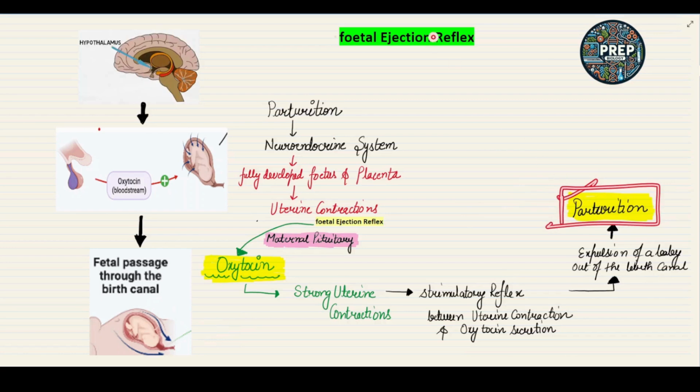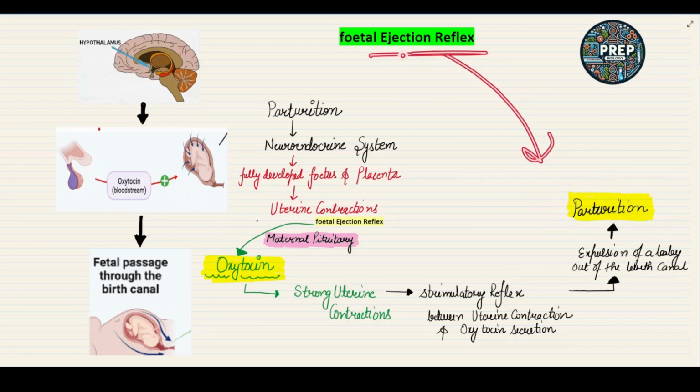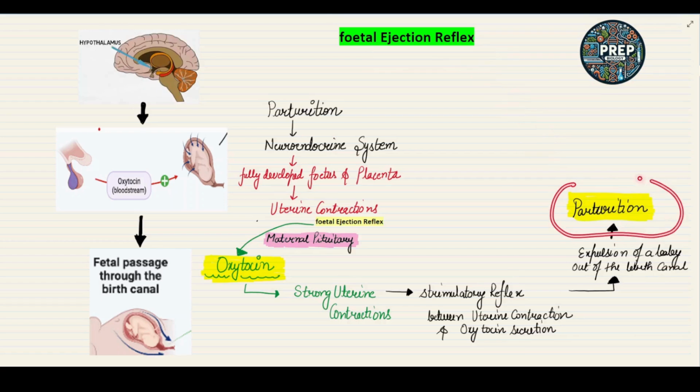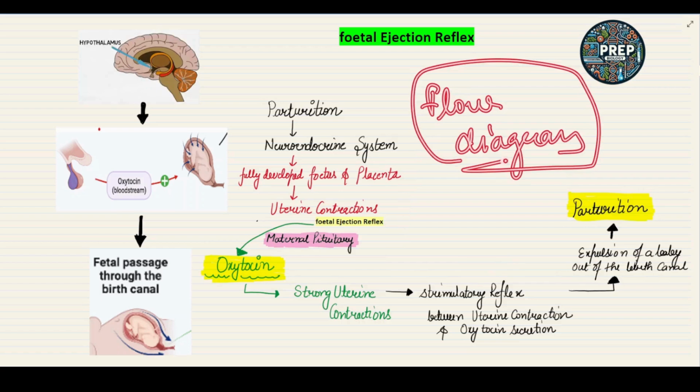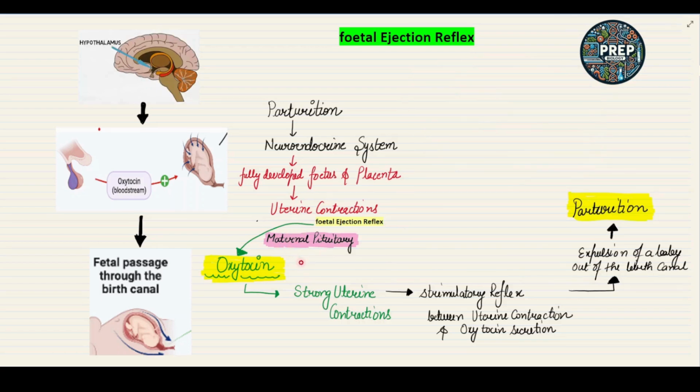This fetal ejection reflex is very important for the parturition process. I hope by this flow diagram the parturition process is clear to you all. The main hormone that leads parturition is oxytocin, which is released from the maternal pituitary gland, basically the posterior pituitary, present in the brain of the mother. This is important.